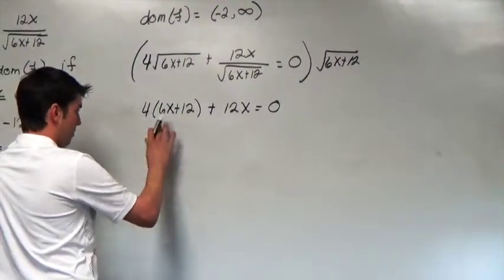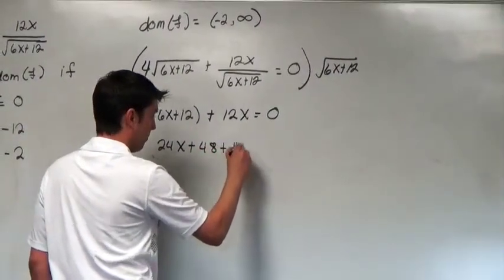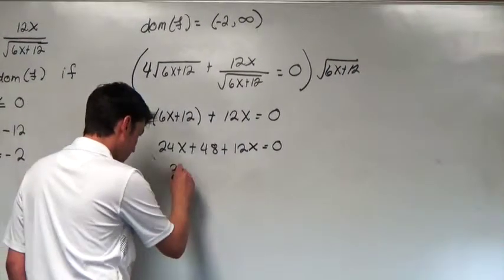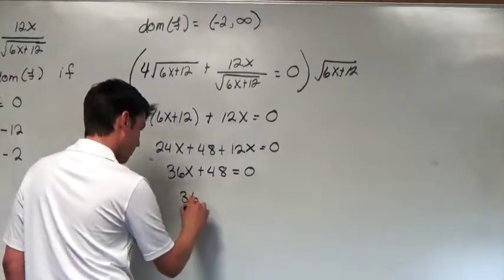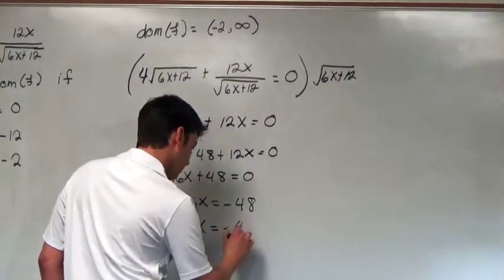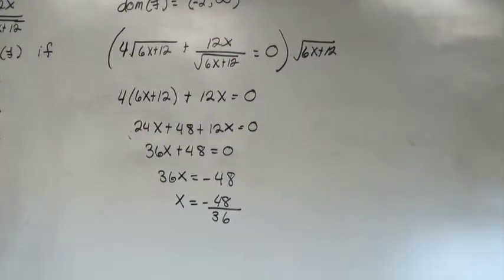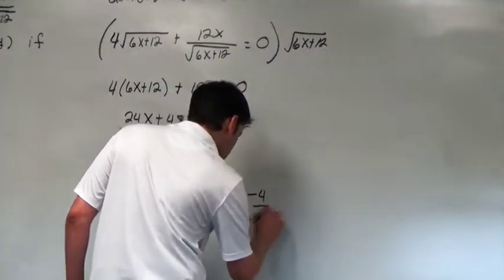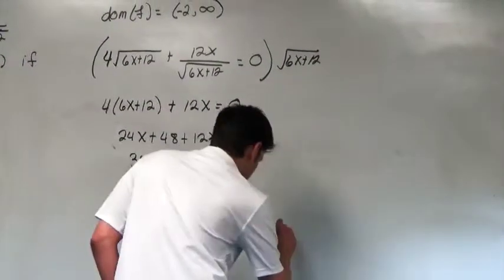Distribute the 4. And collect like terms. And both 48 and 36 have 12 as a factor, so x equals negative 4/3. Okay, so this is the only root.